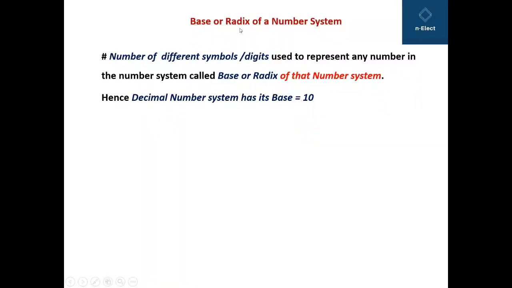Now, this is the simple definition of base and radix of the number system: the number of different symbols or digits used to represent any number in the number system is called the base or radix of that number system. And in the decimal number system, as you know, we are using 10 different symbols. Therefore, the decimal number system has its base equal to 10.